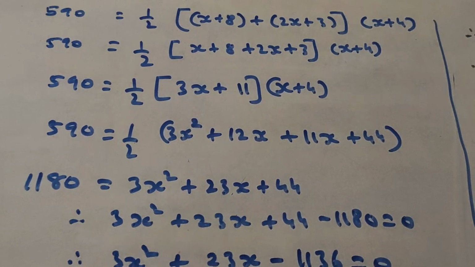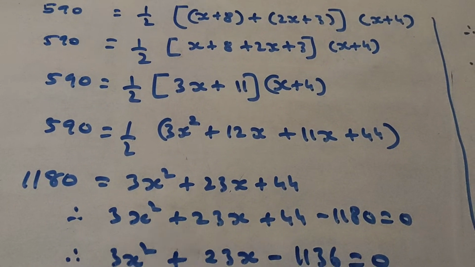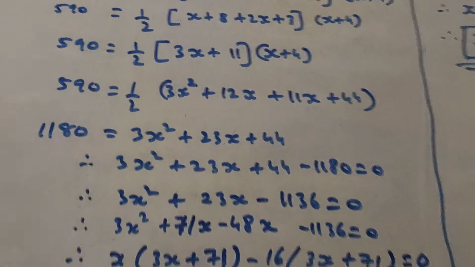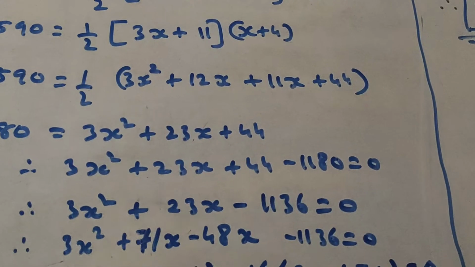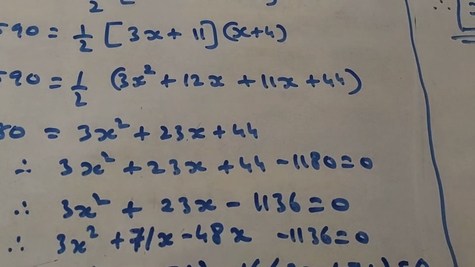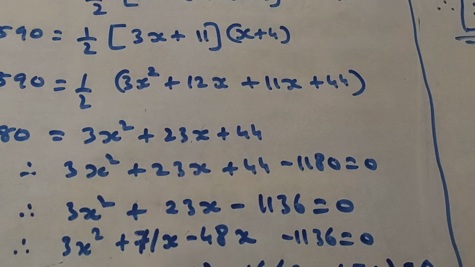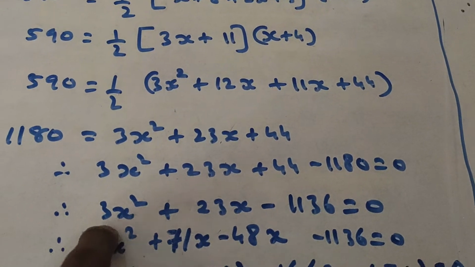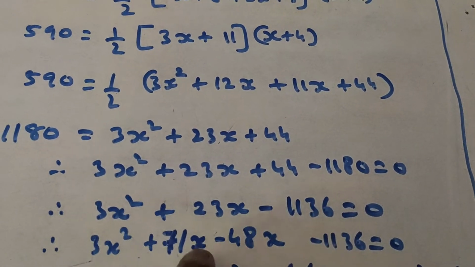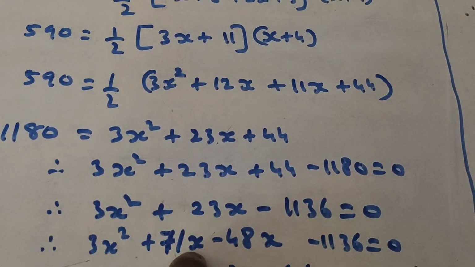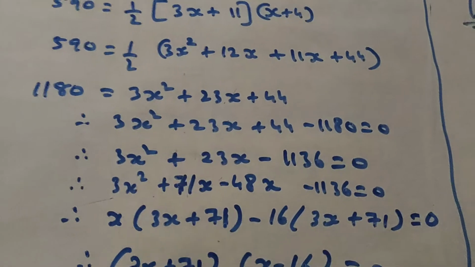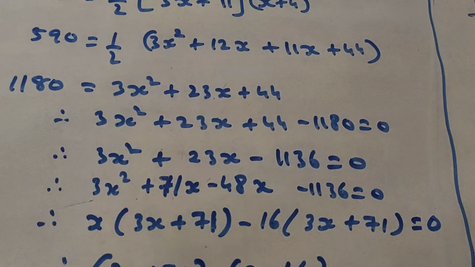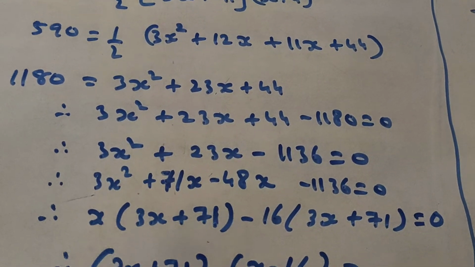Making a quadratic equation, that is ax square plus bx plus c is equal to 0, we get 3x square plus 23x minus 1136 is equal to 0. 71 multiplied by 48, that is plus 71 multiplied by minus 48, we get 3 multiplied by 1136. So 3 multiplies with 1136, that will be the value multiplied by 71 and 48. So you are taking 71 and 48. So 3x square plus 71x minus 48x minus 1136 is equal to 0.